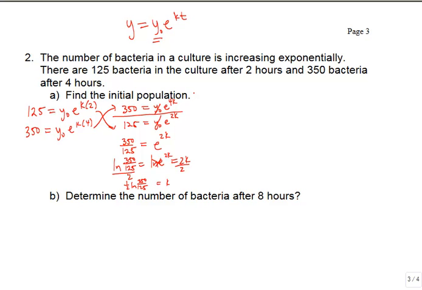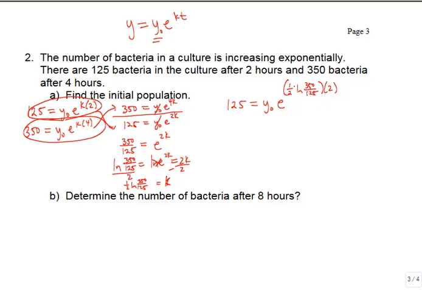Now, did they want k in part A? No, they wanted initial population. So I'm not quite done yet. What I need to do next is substitute that k back in and then solve for my y sub 0. Now I can plug that k into this equation here or this one. It doesn't matter. They'll both give me the same solution. It's your choice. So let's just plug it into this top one. So I'll get 125 equals y sub 0 e to the k, which was this 1/2 ln of 350 over 125 times 2, because it was 2 hours for 125 bacteria.